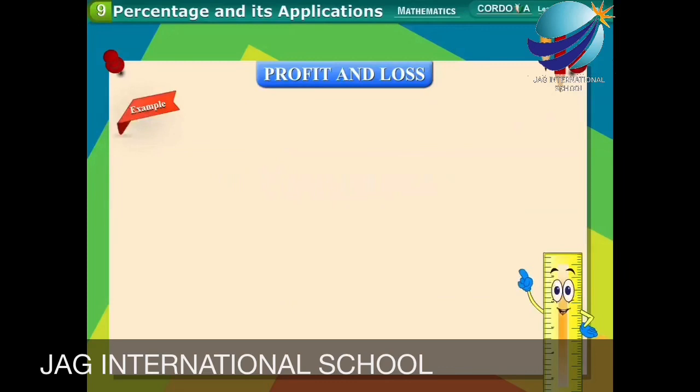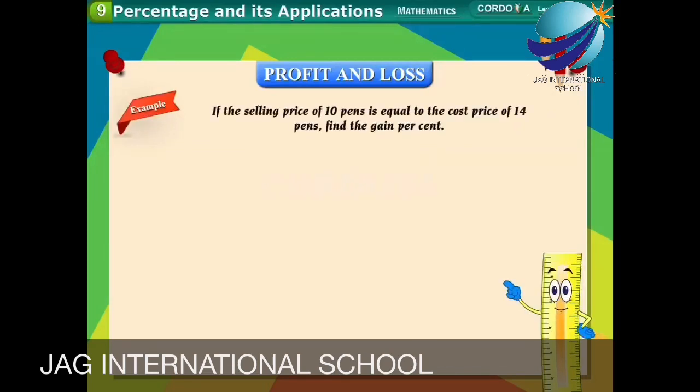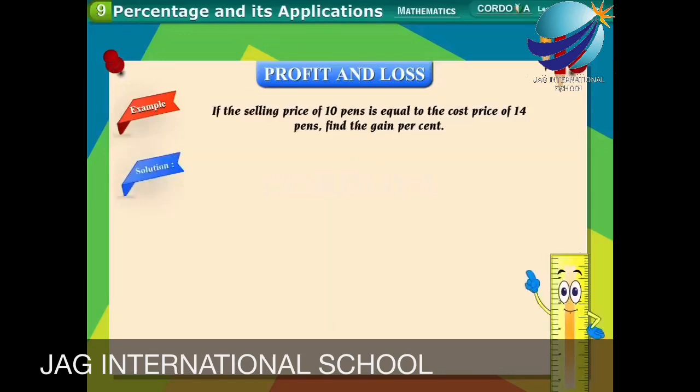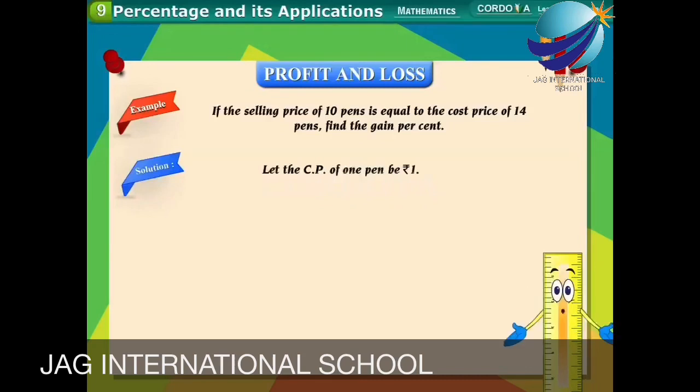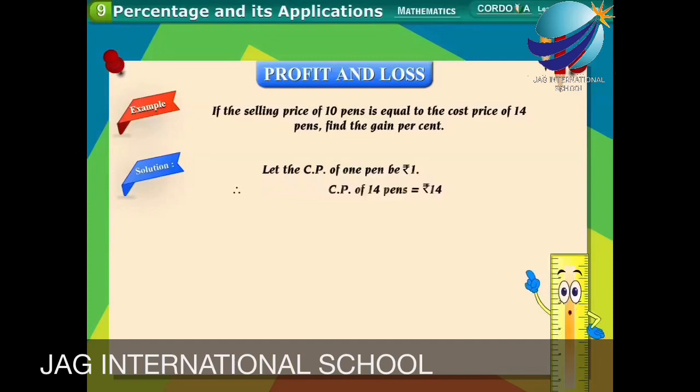Example. If the selling price of 10 pens is equal to the cost price of 14 pens, find the gain percent. Solution. Let the CP of 1 pen be rupees 1. Therefore, CP of 14 pens is equal to rupees 14. SP of 10 pens is equal to rupees 14 because SP of 10 pens is equal to CP of 14 pens.